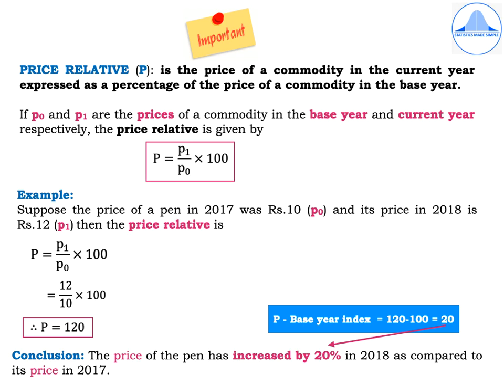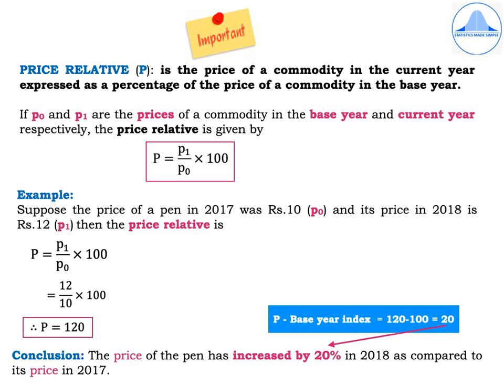Let us now consider an example and understand how the price relative for a particular commodity is calculated. Suppose the price of a pen in 2017 was rupees 10. So 2017 is the base year. So the price in the base year is denoted by P0. That means P0 will be 10 rupees and its price in 2018 is rupees 12. So 2018 is considered as the current year and the price in the current year is denoted by P1. So P1 is 12 rupees.